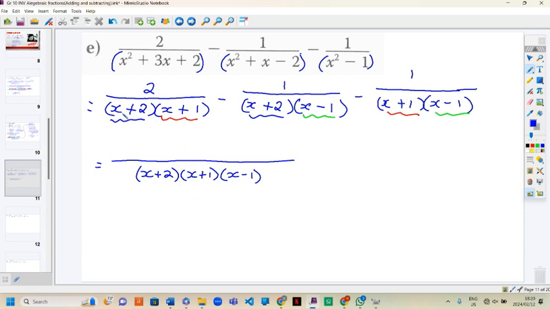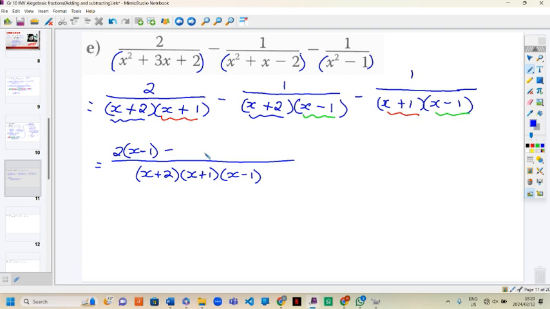Now I look here. I've got x plus 2, x plus 1, but here I've got an x plus 2, x plus 1, and an x minus 1. So what's missing in this denominator? Good, it's the x minus 1. Can you see that the x minus 1 is missing here? So I've got 2 multiplied by x minus 1, whatever's missing.